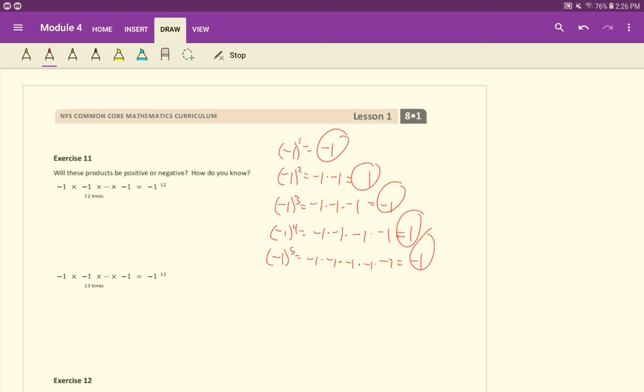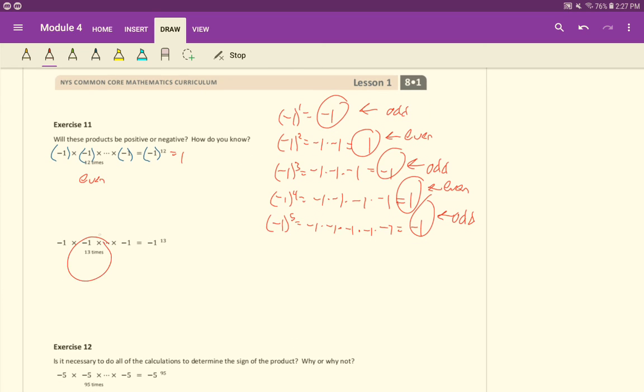How can we relate these? Well, all of the negative ones are odd powers. What about all of our positive ones? They're even. So if we're making negative 1 multiplied by itself 12 times, and again, understand that negative 1 is in parentheses here, and really importantly there, it's an even number, and all of our even ones were positive 1. So we expect this to be positive 1.